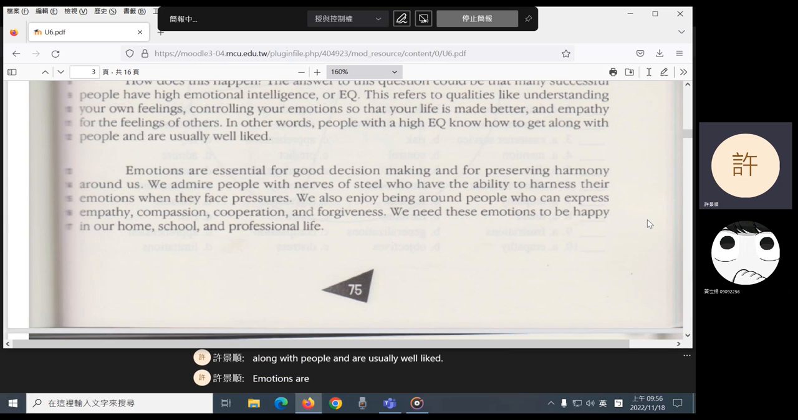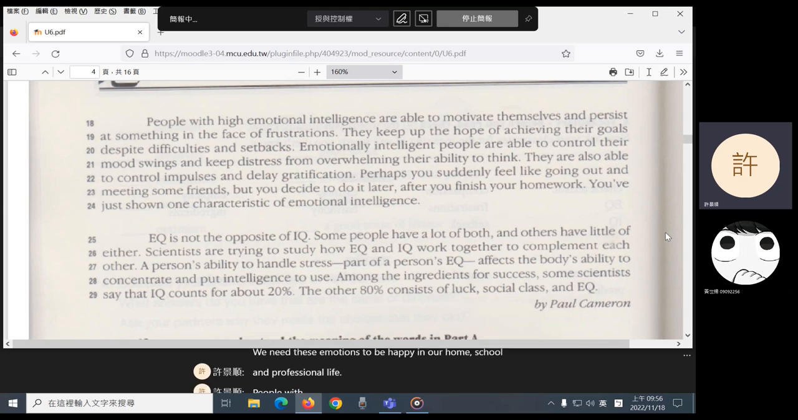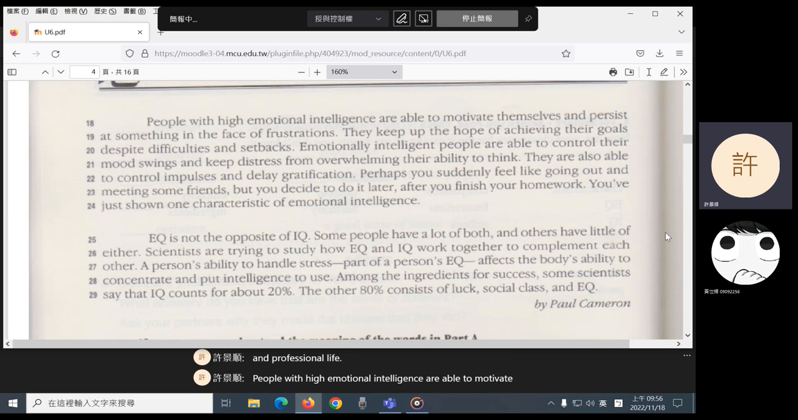Emotions are essential for good decision-making and for preserving harmony around us. We admire people with nerves of steel who have the ability to harness their emotions when they face pressures. We also enjoy being around people who can express empathy, compassion, cooperation, and forgiveness. We need these emotions to be happy in our home, school, and professional life. People with high emotional intelligence are able to motivate themselves and persist at something in the face of frustrations. They keep up the hope of achieving their goals despite difficulties and setbacks.